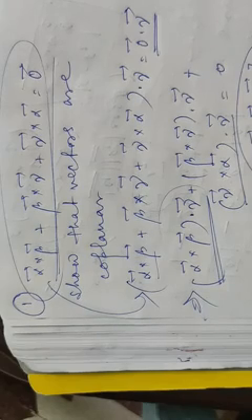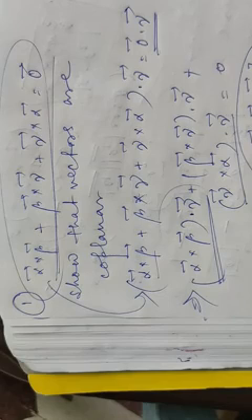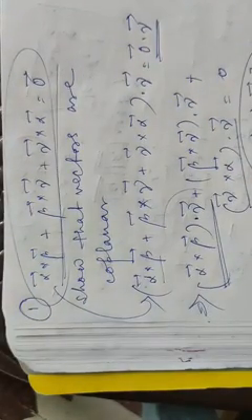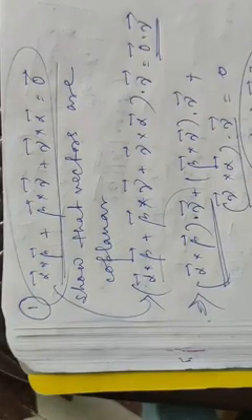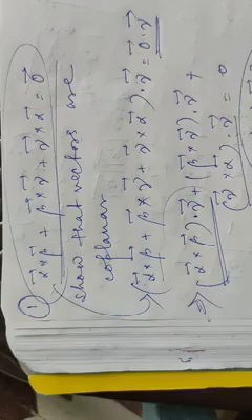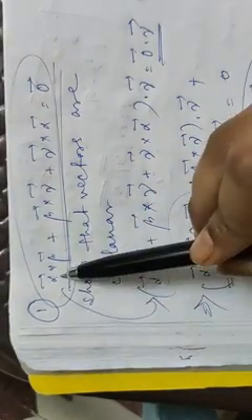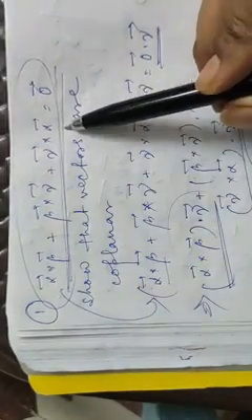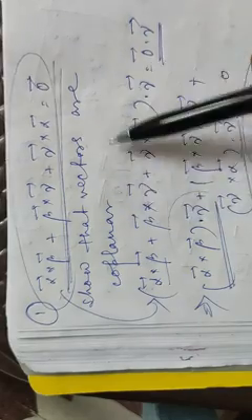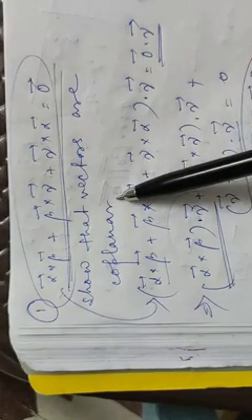Here we will be solving some examples using scalar triple product and vector triple product. The first question is, if three vectors alpha, beta, gamma satisfy the condition alpha cross beta plus beta cross gamma plus gamma cross alpha equals 0 vector, then show that the vectors are coplanar. Then we have to prove alpha, beta, gamma are coplanar.